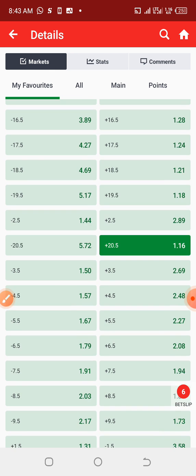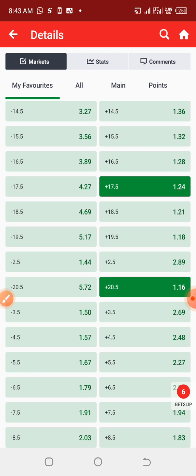But if you want to go for big odds under this, you can still go for plus 17. But I would rather like to play safe, and that is the advice I'm going to give you guys.